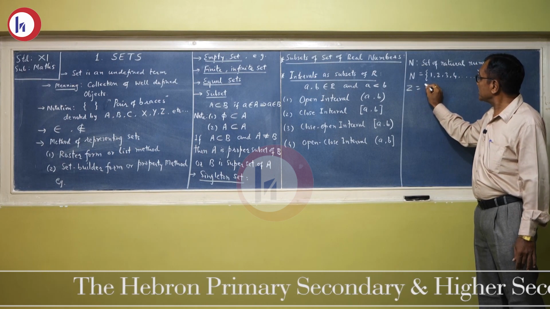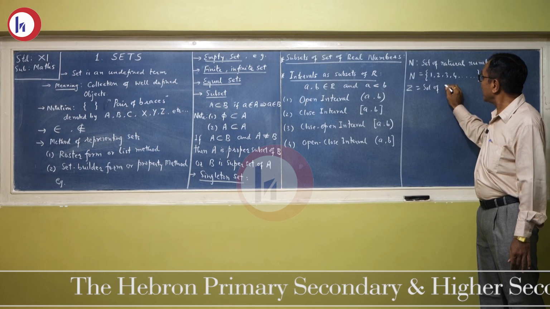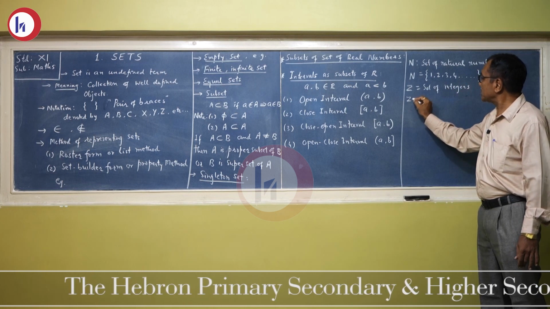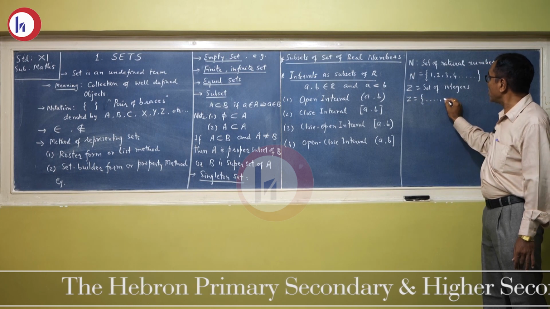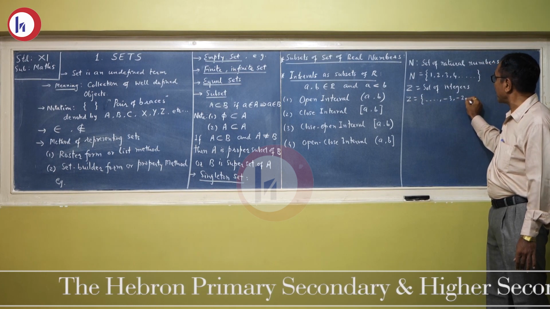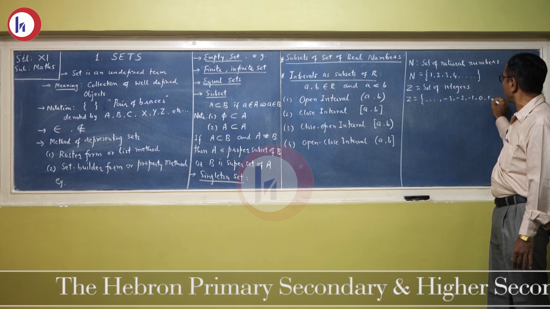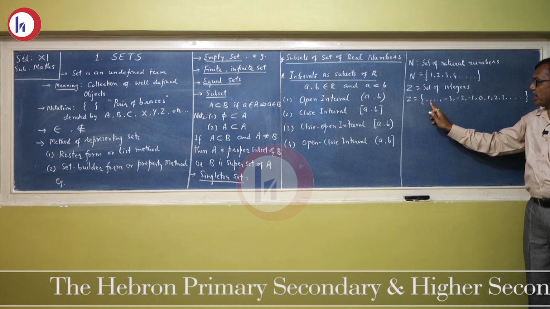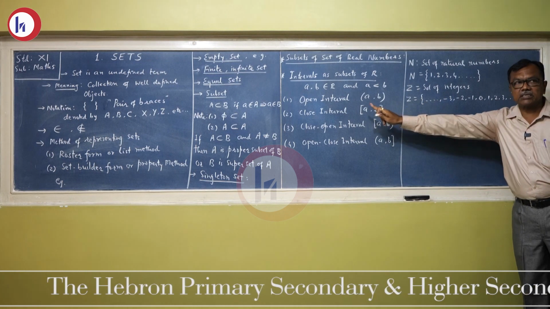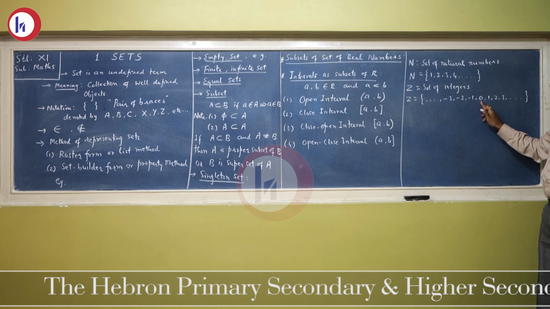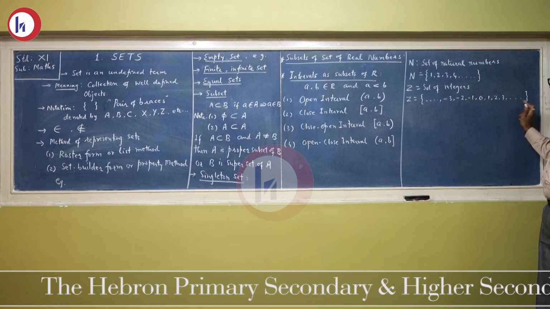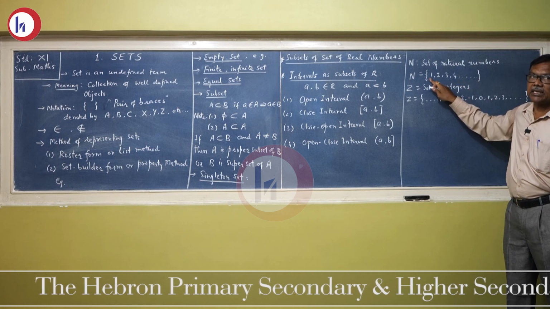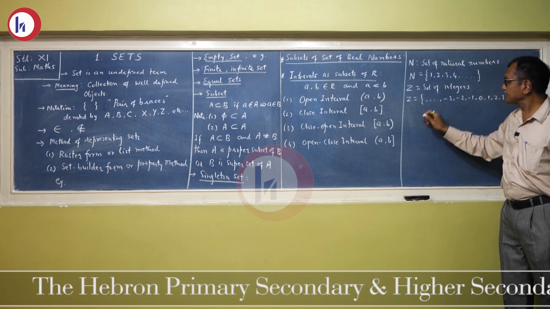Other set, that is the set of integers. Set Z is equal to all the negative integers: minus 3, minus 2, minus 1, 0, 1, 2, 3, like this. On this side, minus 4, minus 5, minus 6, like this, goes to minus infinity. Here 0, 1, 2, 3, 4, all this. If you include 0 in this set N, then that set is known as the set of whole numbers.